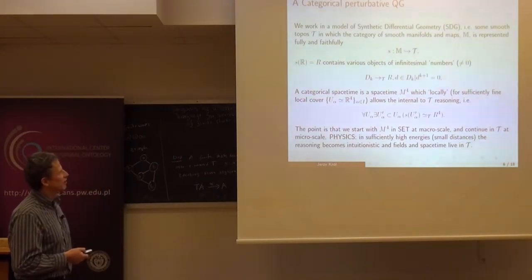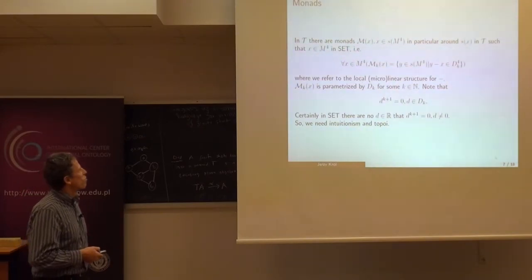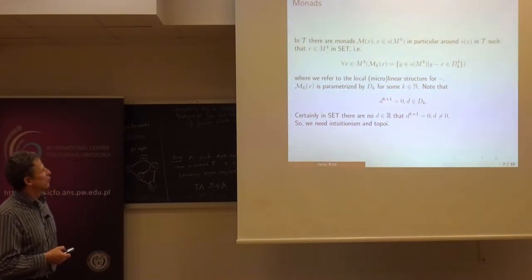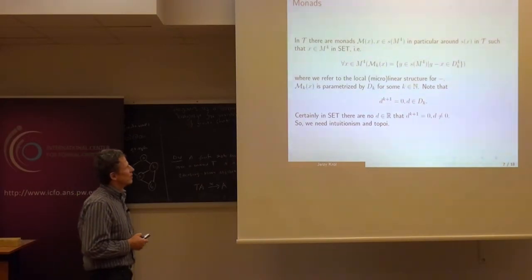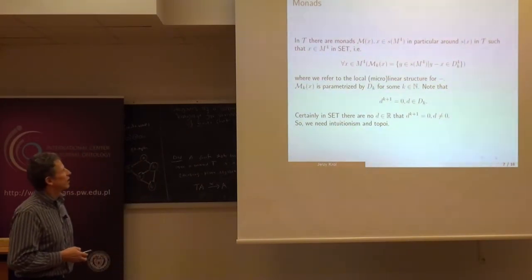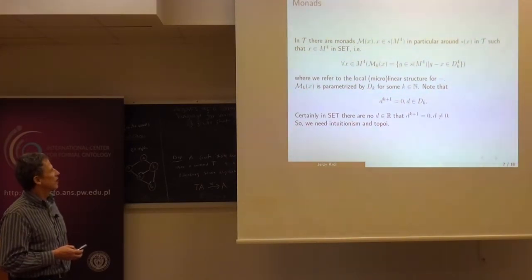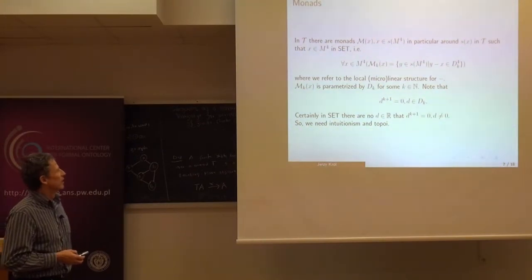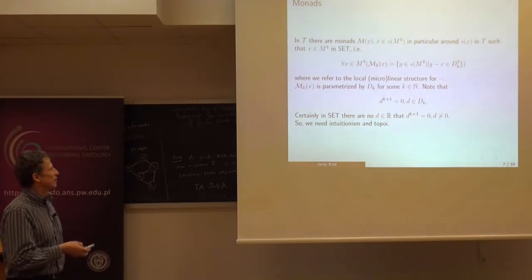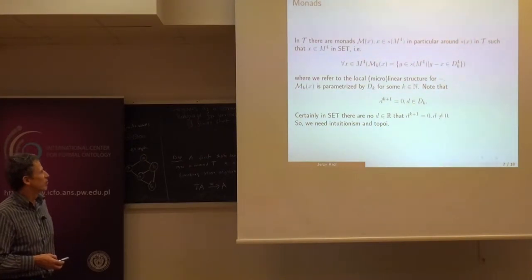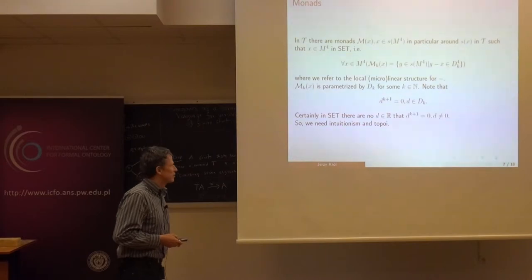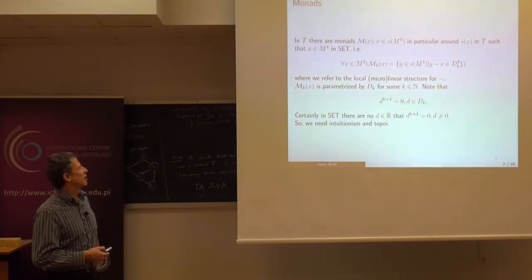It is maybe not so very clear at that point, but let me explain. From the internal point of view of the topos which we are using here, there are monads. Monads are parameterized by infinitesimal objects, dk, which we know are characterized by such elements whose k plus 1 power is 0. Of course, let me repeat that in set there are no such d which are not 0 and giving 0 by k plus 1 power. So the intuitionism and topoi are essential here.